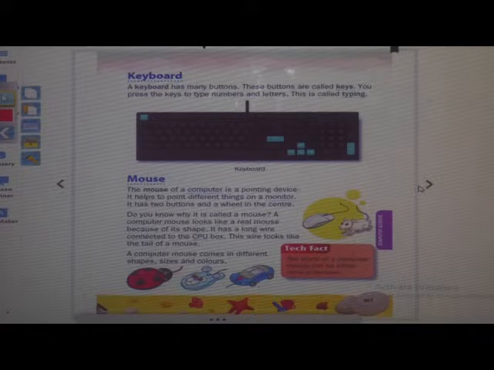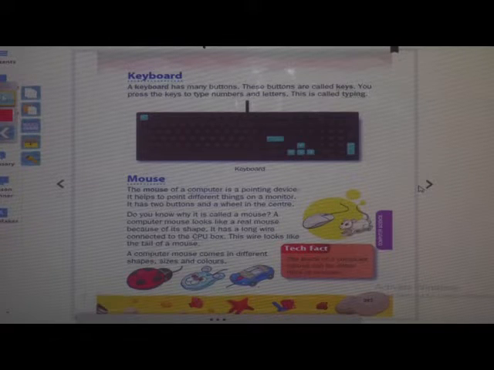Yes, next is mouse. What is mouse? A mouse is a computer pointing device. It is called pointing device and it has 2 buttons and 1 wheel on it. It helps to point to the different things on a monitor. And students, do you know why it is called mouse? Yes, as I have told you, it looks like a real mouse. If you have seen a real mouse, it looks the same, so it is called mouse.